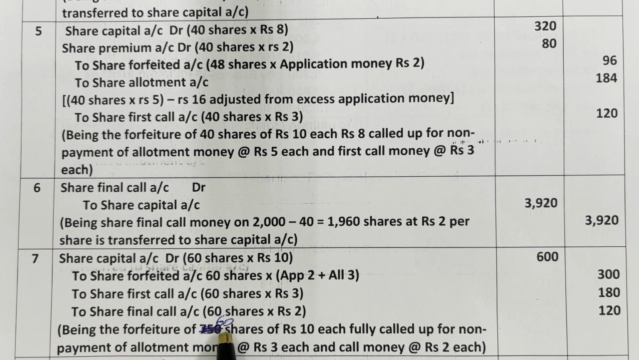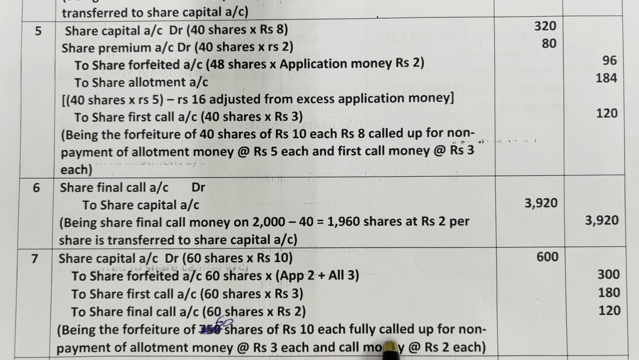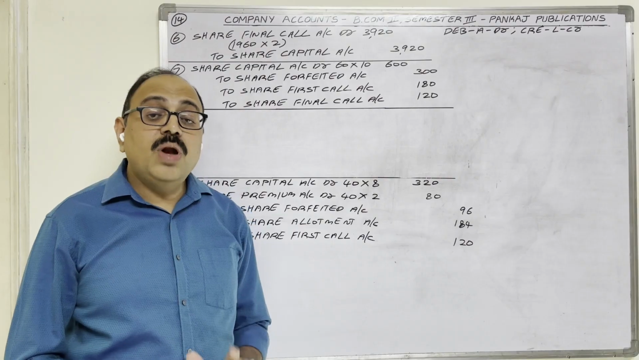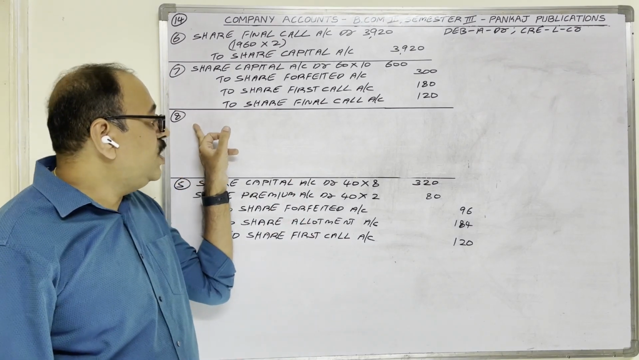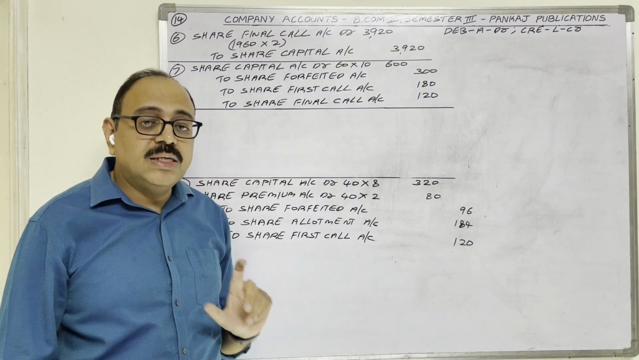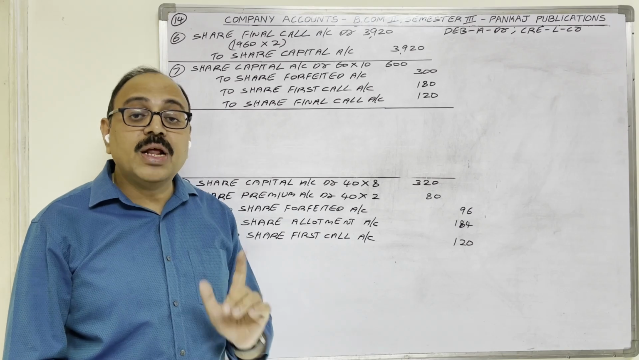Being the forfeiture of 60 shares of 10 rupees each, fully called up for non-payment of allotment money at the rate of 3 rupees each and call money at the rate of 2 rupees each. Now the last entry, the 8th entry, is for transferring the credit balance in share forfeited account to capital reserve account.